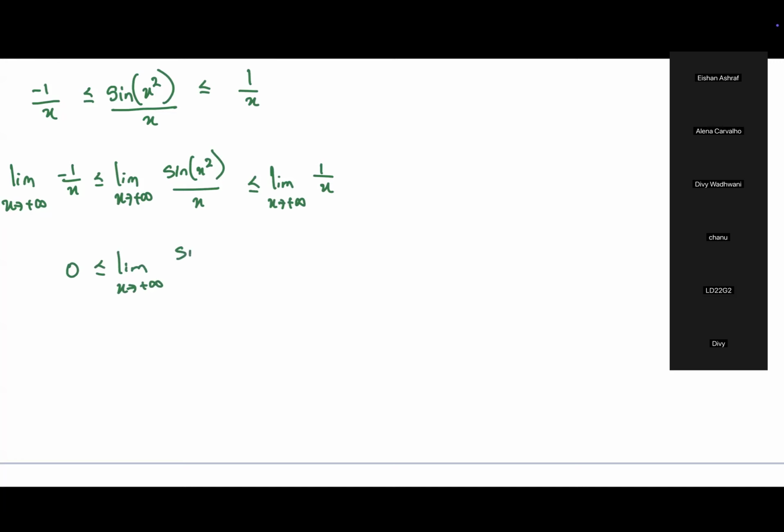So we know that if it's both less than or equal to 0 and greater than or equal to 0, that means this value itself has to be 0. And this is just by squeeze theorem. Okay, or maybe I should write it out.